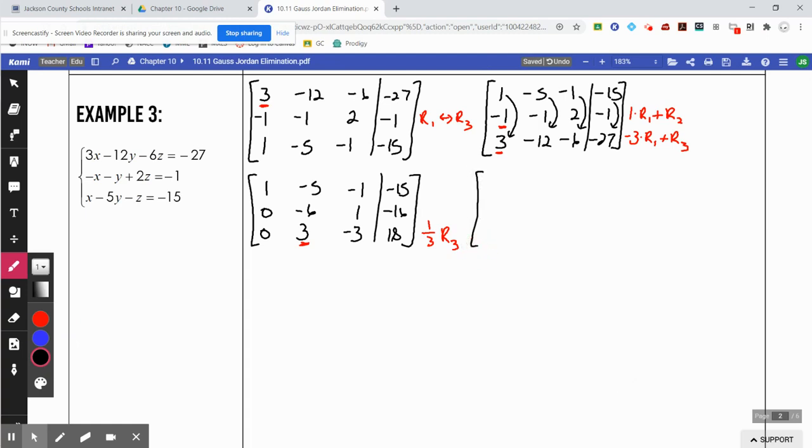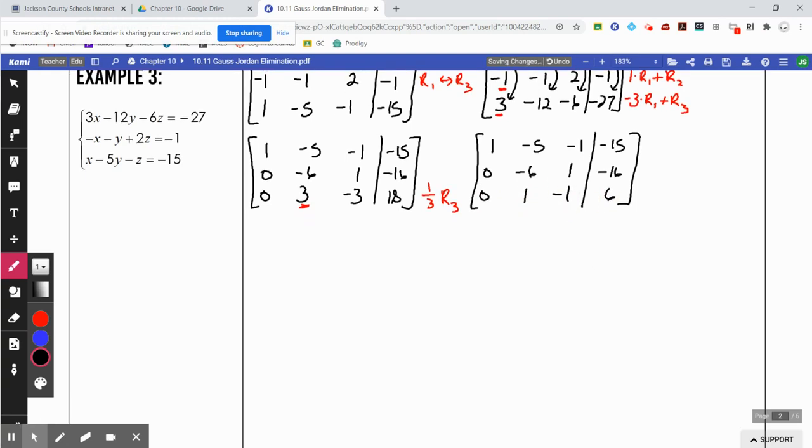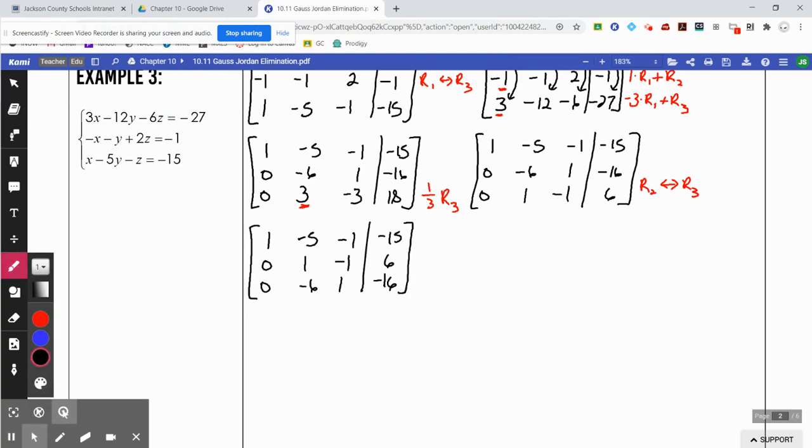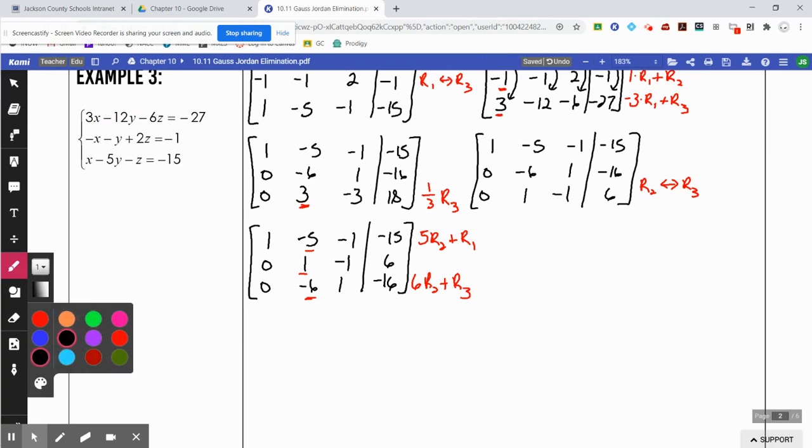So rows 1 and 2 stay the same. And when you do 1/3 row 3, it gives you 0, 1, negative 1, and 6. Now we can go ahead and interchange row 2 and row 3. So row 2, we're going to switch with row 3, and now we don't have to worry about the fractions. So here's your new matrix. Now I'm going to use that 1 to turn these two values into zeros. So I'm going to do 5 times row 2, and add that to row 1. To turn this into a 0, I'm going to do 6 times row 2 and add it to row 3. So row 2 is going to stay the same.